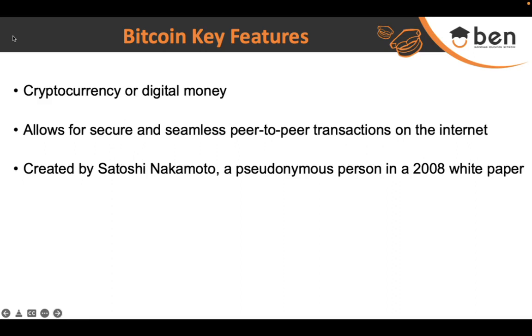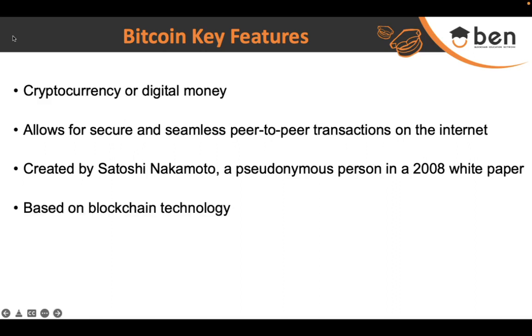Bitcoin was one of the first cryptocurrencies to be introduced to the world, and it was created by a pseudonymous person known as Satoshi Nakamoto in 2008. So we do not know the identity of this person, it's a pseudonymous name. But the white paper was published in 2008, and since then it has been in this market.